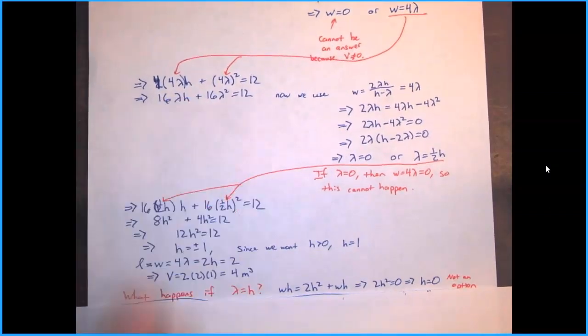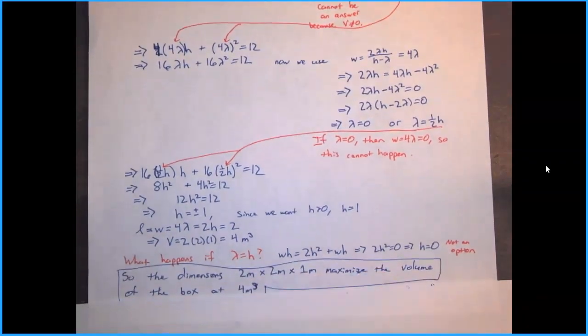So since that's not an option, I've exhausted all possibilities. The dimensions of the box have to be 2 meters by 2 meters by 1 meter, and that gives me a volume of 4 cubic meters. And a surface area of 12 square meters, because that's what we had to have.